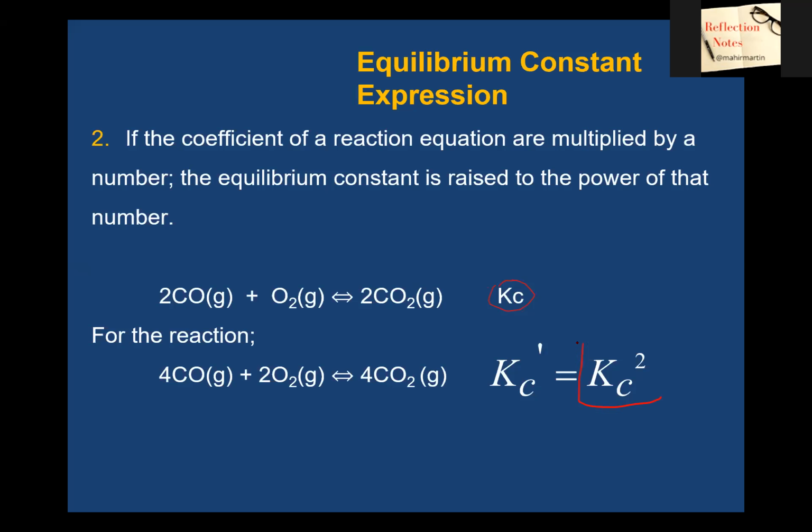As you can see here, now it becomes the square. Kc prime is Kc squared. So it's different from delta H. For delta H, when you multiply the reaction, the delta H also will be multiplied. But in Kc, when you multiply the reaction, the Kc will become a power. If you multiply by 3, then Kc to the power of 3. When you multiply by 4, then Kc to the power of 4. The multiplication factor will be the power of the Kc.